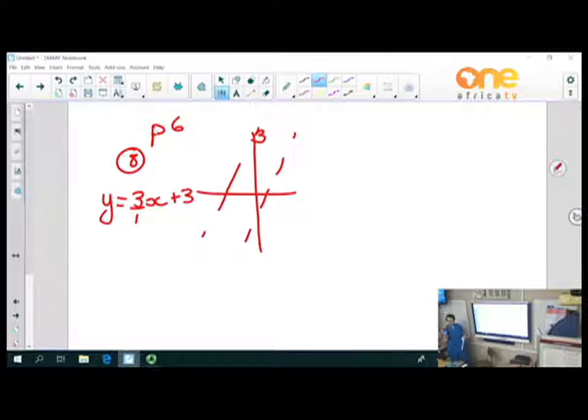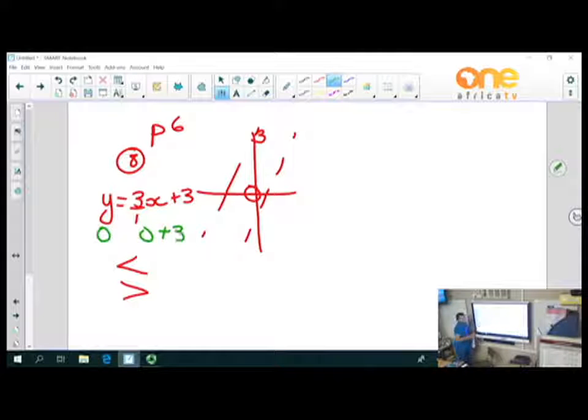In the first place, I see it's a broken line, which means it's going to be less than or more than, isn't it? And then we are testing the point 0, 0. Why do we test the point 0, 0? Because that's the easiest one. You can test other points as well, but 0, 0 is just the easiest one.